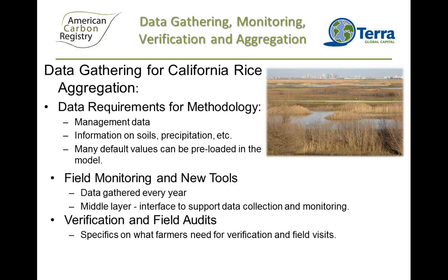So there are those data requirements for the methodology that we just talked about, which the methodology is a huge document, but I'm looking at ways that we can get the information from the methodology, get the parameters from the methodology to the farmers, and that would be the management data, the amounts, the dates, what practices are being carried out in the field, as well as information on soils that Bill just talked about. And there's other data that can be preloaded into the model.